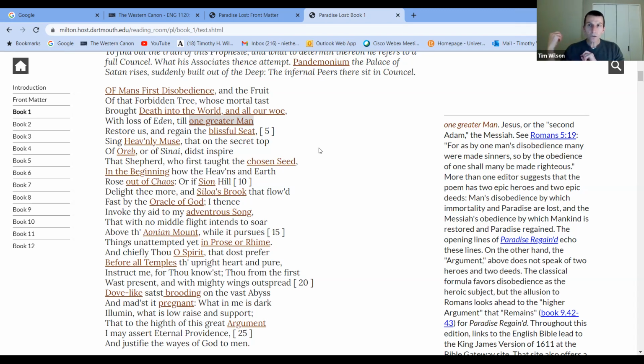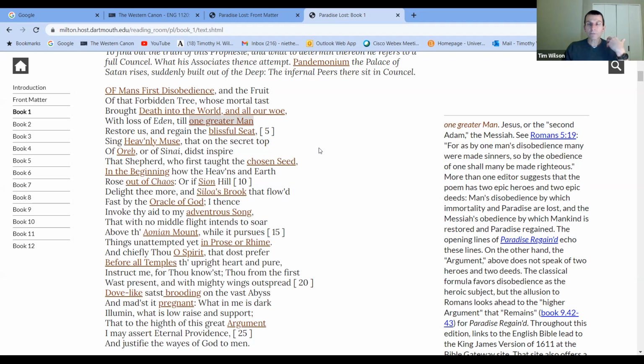So according to that tradition, Moses was inspired to write the first five books, the Pentateuch or Torah of the Hebrew Bible. So he was inspired, kind of like a poet, to write these books that covered creation and the fall, etc. How the heavens and earth rose out of chaos, or if Sion Hill delight thee more.